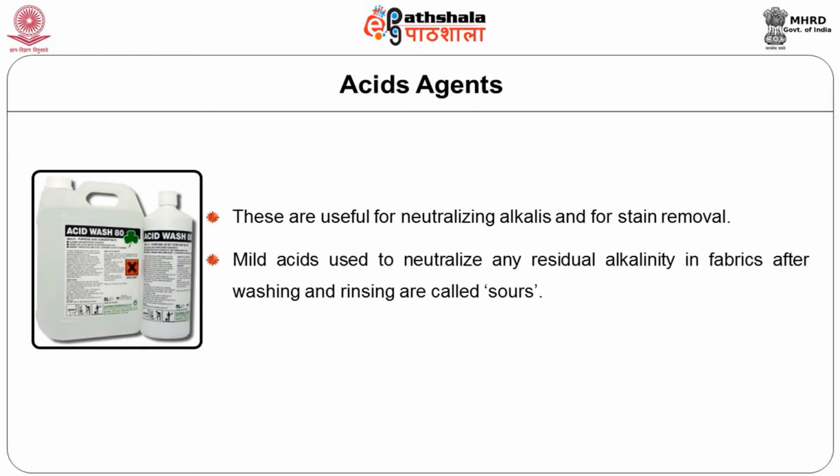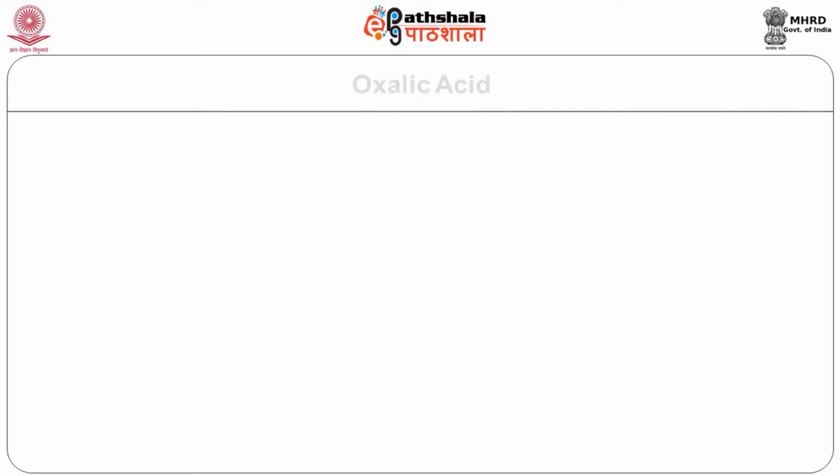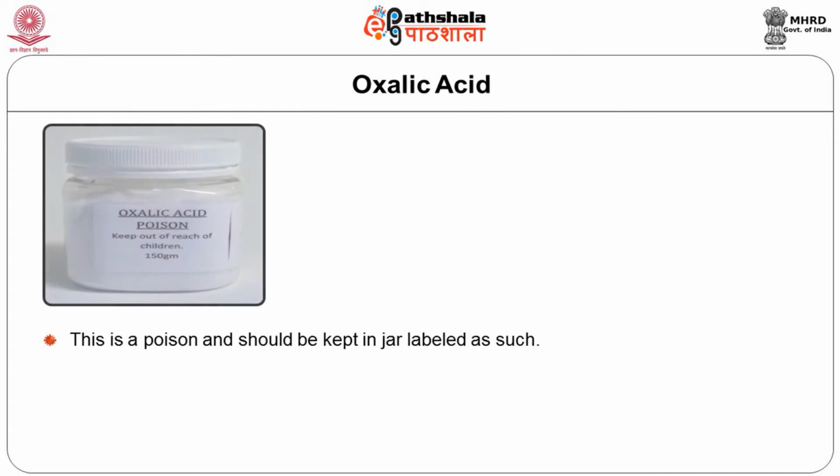The mild acids are used to neutralize any residual alkalinity in the fabric after washing and rinsing. Some of the common examples of acid agents are oxalic acid. This is a poison and should be kept in a jar labeled as such. It is a dangerous one.